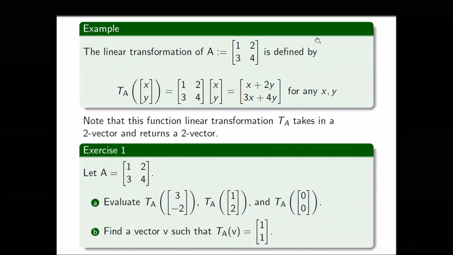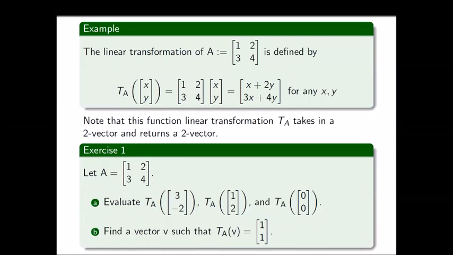Okay, let's look at an exercise. We are given the same matrix as before, the matrix A with entries 1, 2, 3, 4. We first want to evaluate the linear transformation of A at a few vectors. And in the next question, we want to find a vector V such that TA of V is a particular vector, in this question (1, 1).